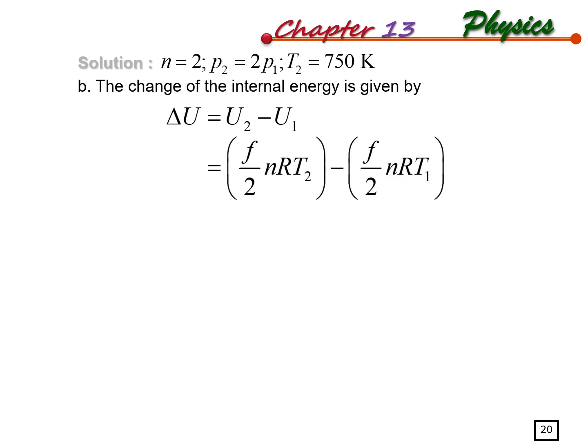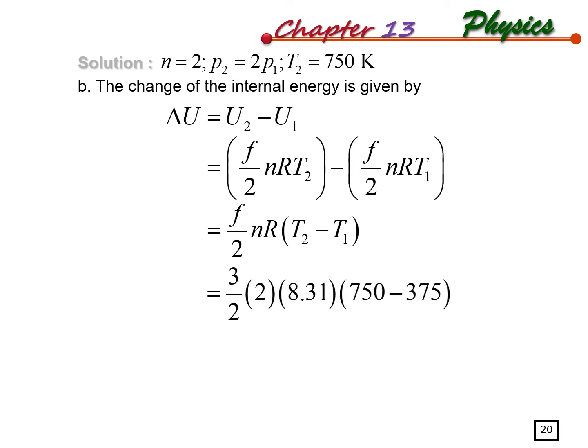For the change in the internal energy, it is the final energy minus the initial energy. Expanding the equation, we have f over 2 and R, which will be constant. So the change is that we only have a change in the temperature, delta T only. The degrees of freedom will be 3. So 3/2 times 2 moles times the constant R times the final minus the initial temperature, we will end up with 9.35 times 10 to the power of 3 joule.